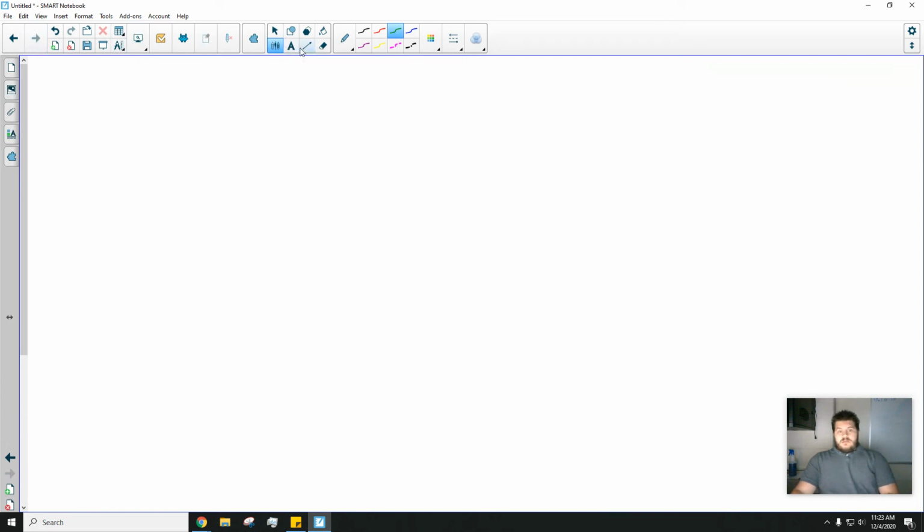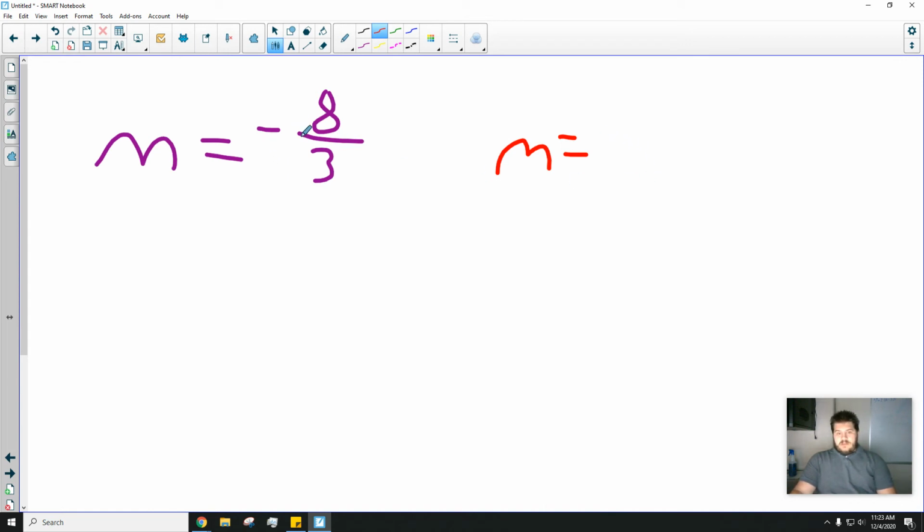So again, let's say we have two perpendicular lines. One of them has a slope of negative 8 over 3. What is my other slope? This is negative, so my other slope has to be positive. 8's on top, 3's on bottom, so they flip.